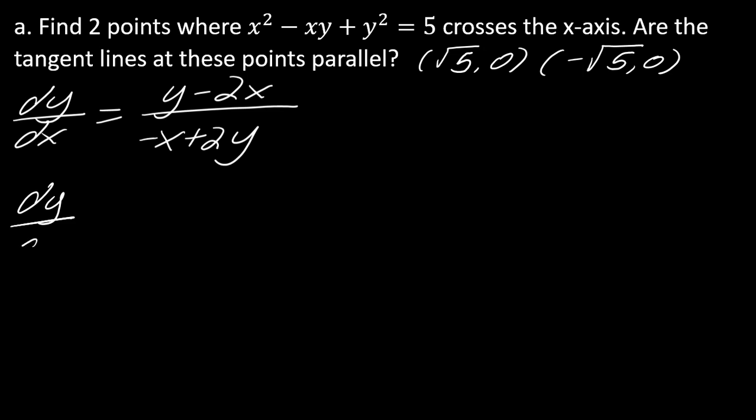And so let's see, we have dy/dx. Now I'm going to plug in the first point. If I plug in the first point, I get y minus 2 times the square, oops, sorry, I totally missed it. Okay, so I need to plug the square root of 5 in for x and 0 in for y. So where I see y, I'm now going to replace it with 0, so this becomes 0 times negative square root of 2 times square root of 5.